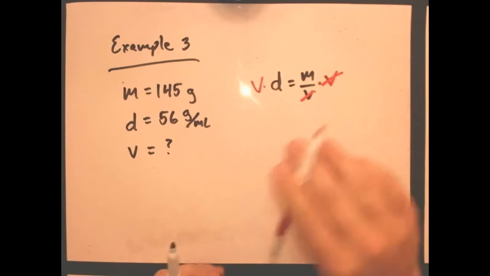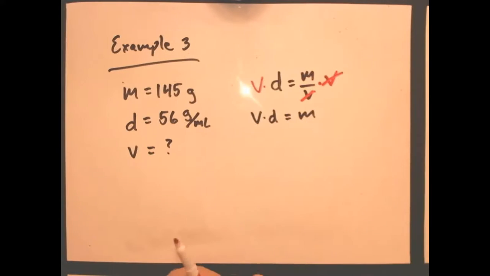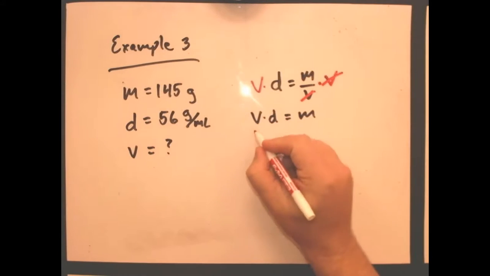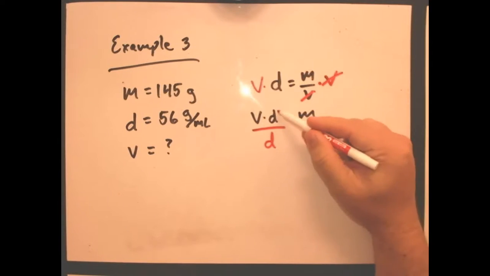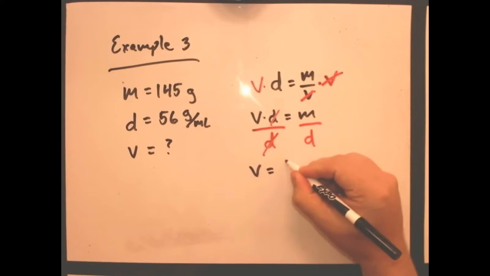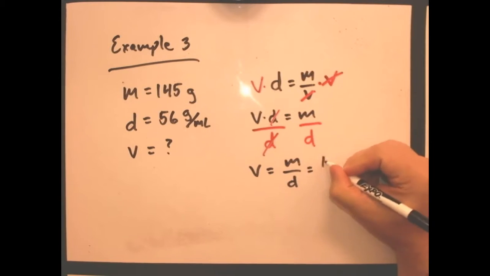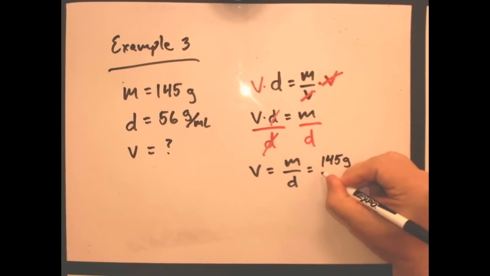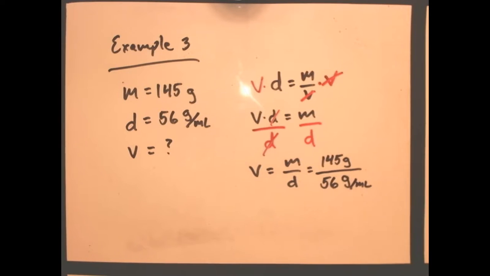And now I have volume times density equals mass, but I want volume equals. So now I have to move my density. So I'm going to divide both sides by density, and the densities cancel out, and so I'm left with volume equals mass divided by density. So now I can plug in my numbers. I have 145 grams divided by 56 grams per milliliter, and the grams are going to cancel out and you'll be left with milliliters.